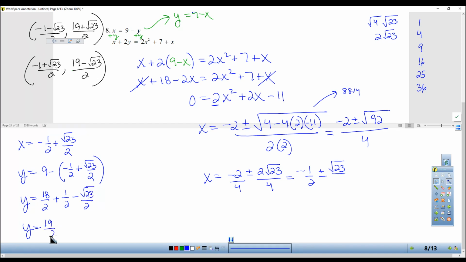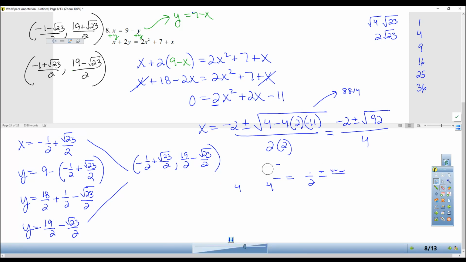So 19 halves minus the square root of 23 over 2. So my first ordered pair answer, bringing those two together, is going to be negative 1/2 plus the square root of 23 over 2, comma 19 halves minus, do you see how that ended up happening? The plus ended up going with the minus because of the distributing of the negative.